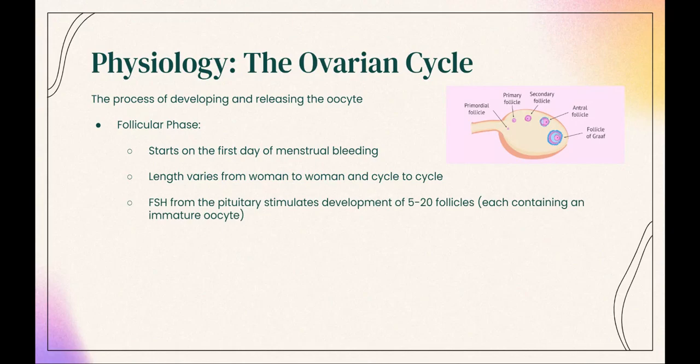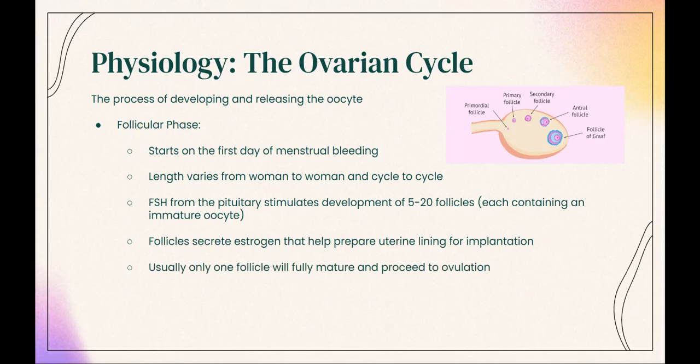FSH is a hormone from the pituitary. It stimulates the development of 5 to 20 follicles within that ovary. Each one contains that immature oocyte that has not developed. The follicles themselves will secrete estrogen that helps prepare the uterine lining for implantation. So it's important to release multiple follicles, but typically only one will fully mature and proceed to ovulation.